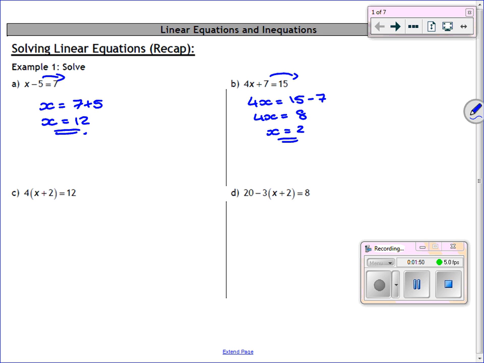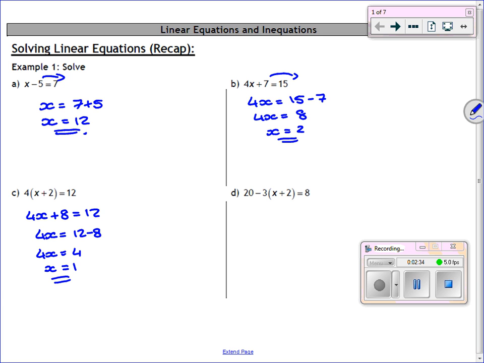Example C. To solve this, we need to expand the brackets first of all here. So I'm going to run the 4 through the bracket. So that's going to give me 4x plus 8 is equal to 12. Take the 8 across, so we get 4x is equal to 12 take away 8. So 4x is equal to 4. Divide both sides by 4, so we get x is equal to 1. I have taken a few more lines than I usually would, just to emphasise the various points. If you can solve that in 3 lines instead of 4, then so be it.